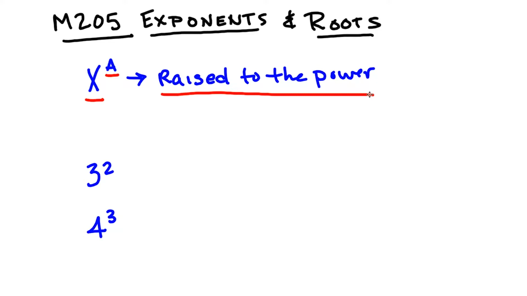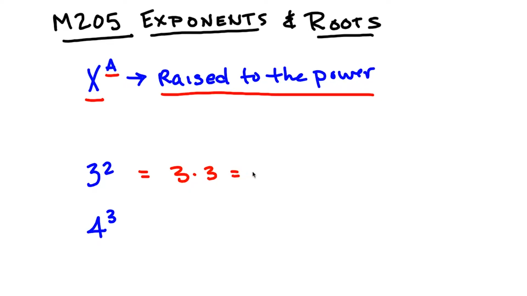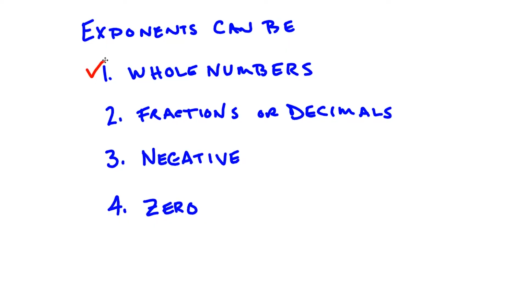3 raised to the power of 2, or 3 squared, is equal to 3 times 3, or 3 times itself 2 times. 3 times 3 is 9. 3 squared is 9. 4 cubed is 4 times 4 times 4, or 64. An exponent can be a whole number, a fraction or a decimal, negative, or a 0. Any number raised to the 0 power is defined as 1.